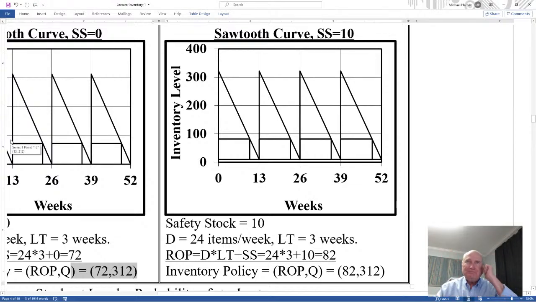Anyway, so everything just moves up 10. The average inventory was 156, now it's 166. The maximum inventory over here was 312, now it's 322. The ROP was 72, now it's 82. So everything shifts up on the curve, but some things don't change. For example, the inventory period is still 13 weeks. That does not change. Something else that doesn't change is the lot size Q. 312 does not change. Over here it goes from 0 to 312, but notice when the safety stock is 10, this doesn't go all the way to 0, it goes to 10. So it goes from 10 at a minimum to 322 at a maximum. So from 10 to 322, that's the lot size, which is 312. So some things don't change and some things do change.